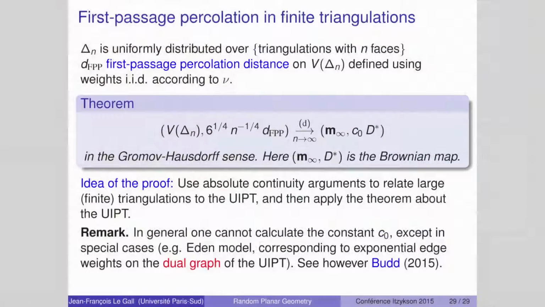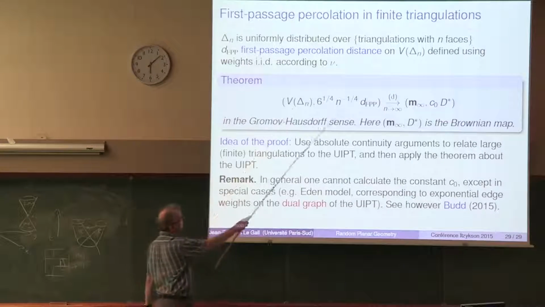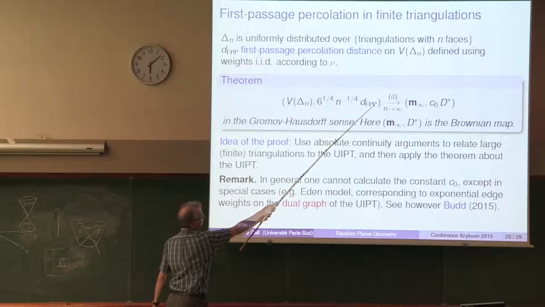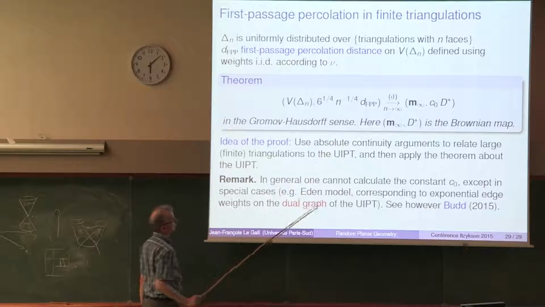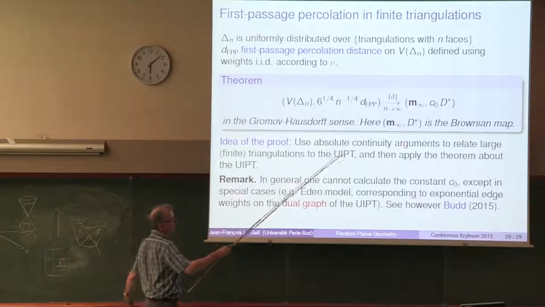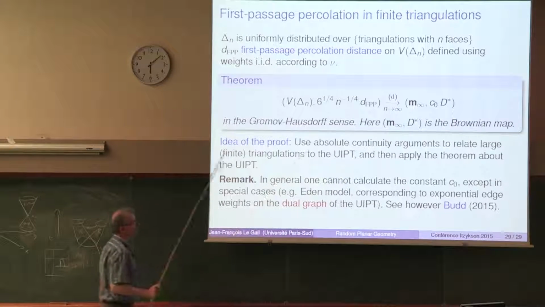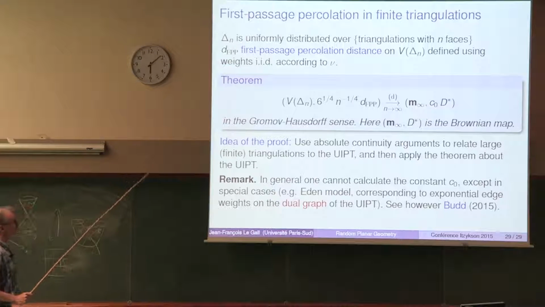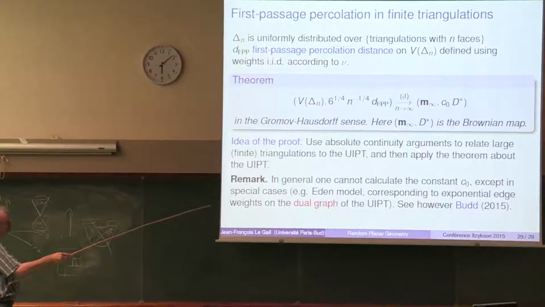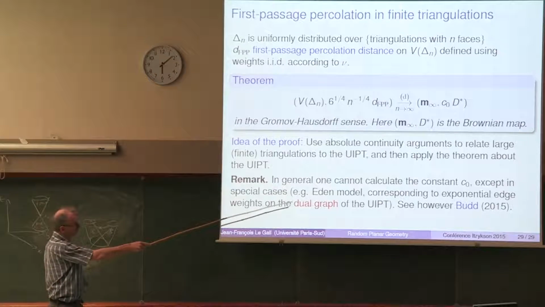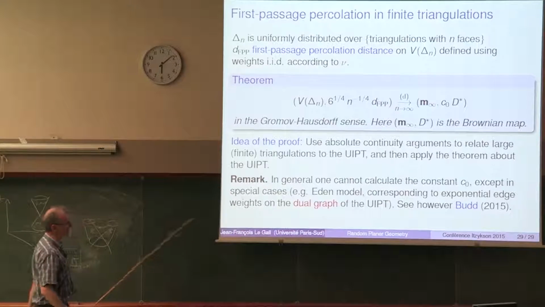Okay, and last slide. Now you can come back from the results for the UIPT to finite triangulations. You use the absolute continuity argument, and you get the same scaling limit I had before. If you put, instead of the graph distance, this first passage percolation distance, in the limit you get the same Brownian map, except that you have this constant C0, which is of course different.